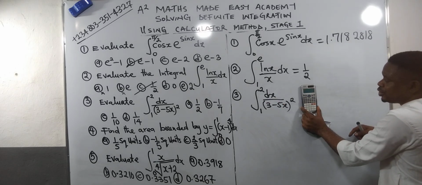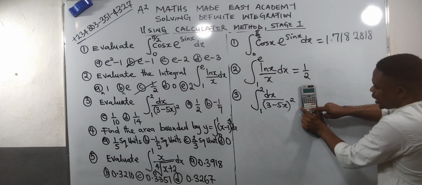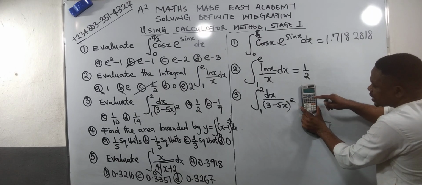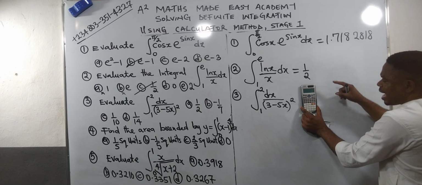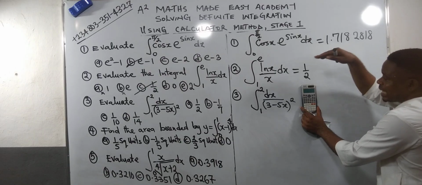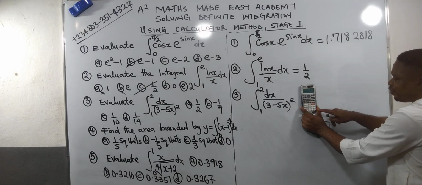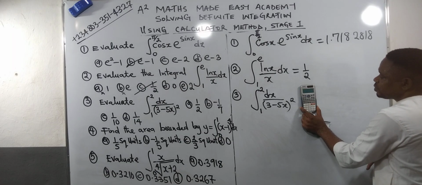So what is the upper limit? 2. Go up and cube in 2, which I have done. What is the lower limit? 1. Go down and cube in 1, which I have done. Can you see that what is in the calculator is exactly what is on the board? Finally, punch equal to and expect the answer.